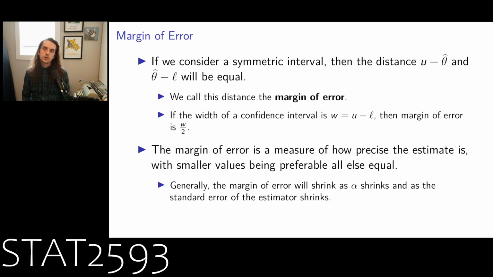Generally speaking, the margin of error is going to shrink as the standard error of the estimator shrinks. So if we have a smaller standard error, then we're going to have a smaller margin of error. And if we have a smaller alpha, we're going to increase the margin of error. So this should not say the margin of error will shrink as alpha shrinks. It should say the margin of error will shrink as the confidence level shrinks. It's also typically going to depend on the sample size.